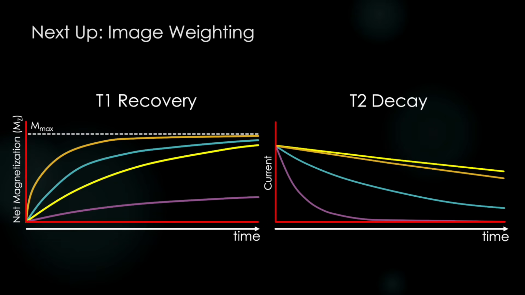Up next, TR, TE, and image weighting. We're going to see how these parameters interplay with one another and how that ultimately selects for our traditional T1 and T2 weighted sequences, as well as others.